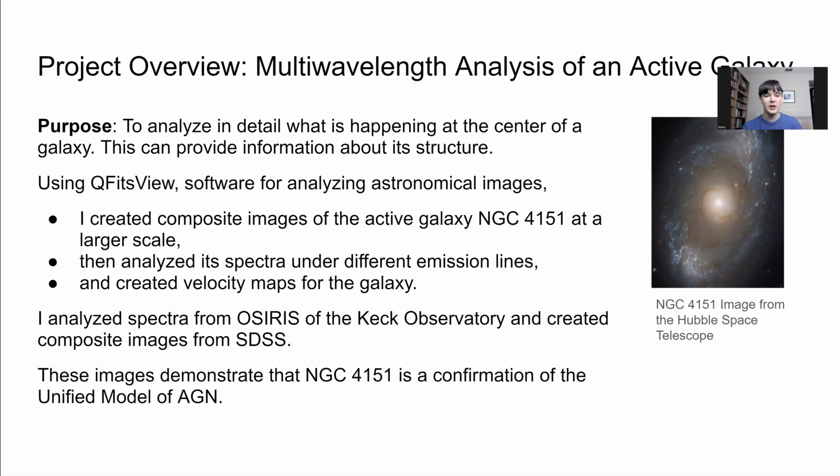In this project, I will analyze in detail what is happening at the center of a galaxy. This can provide information about its structures. Using QFitsView, I created composite images of the active galaxy NGC 4151 on a larger scale, then analyzed its spectra under different emission lines, and then created velocity maps for the galaxy. I analyzed spectra from OSIRIS of the Keck Observatory and created composite images from SDSS. These images demonstrate that NGC 4151 is a confirmation of the unified model of AGN.